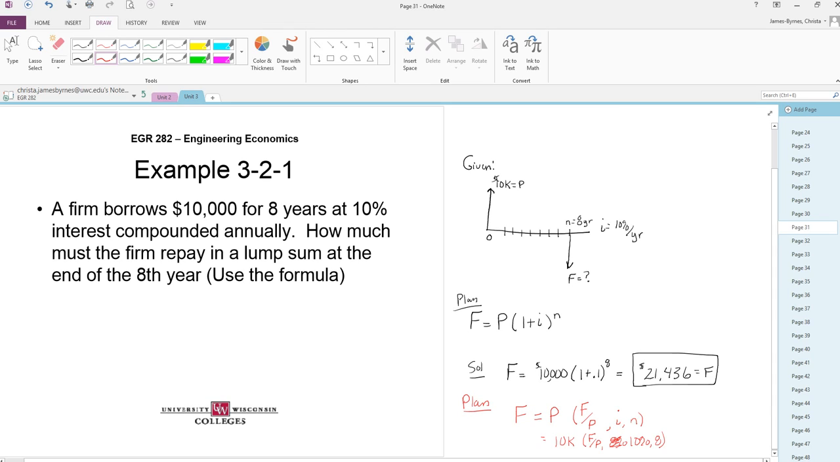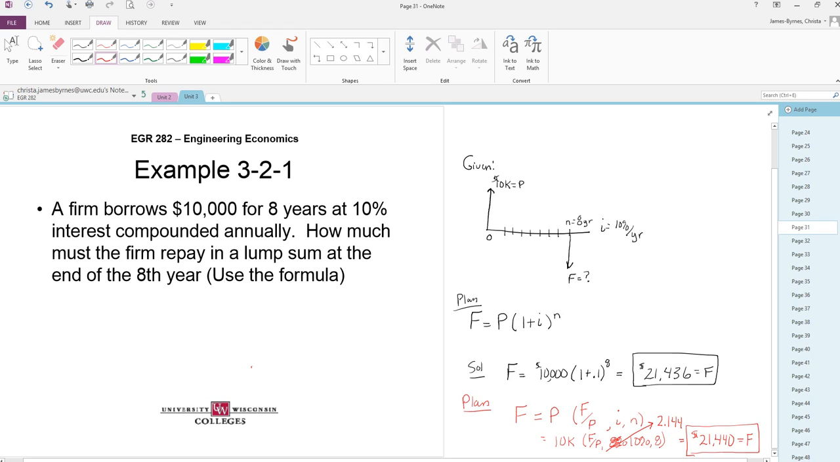So this value, where's my pen? I gotta find my pen. There it is. So this value, I draw a line through there and go 2.144. 10,000 times 2.144 is 21,440 is my future. Close enough.